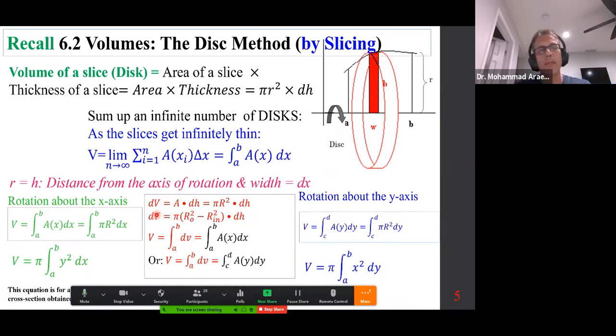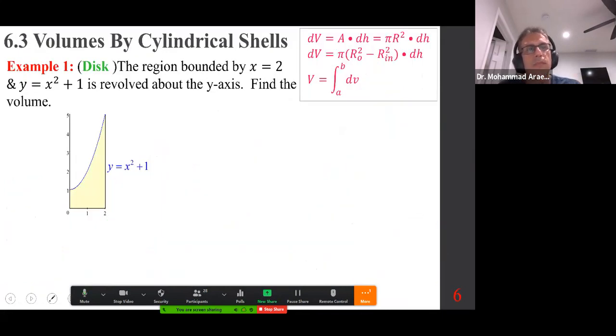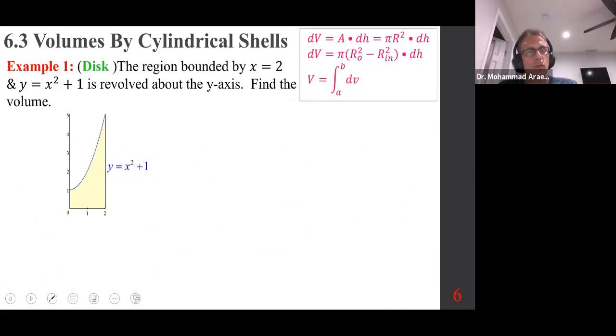If we happen to use a washer, then it becomes R out squared minus R in squared. We want to go to the new section. So we're going to stick with the method of disk to just refresh your memory as to what happens and how we deal with that, okay?